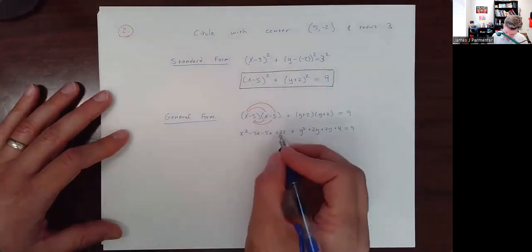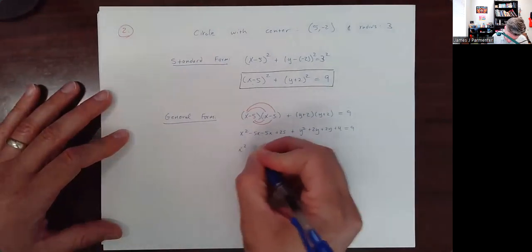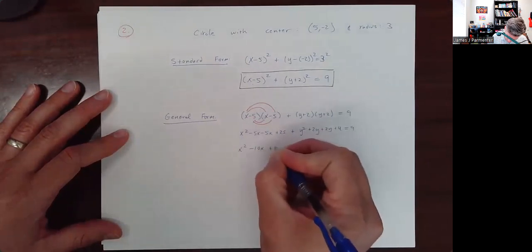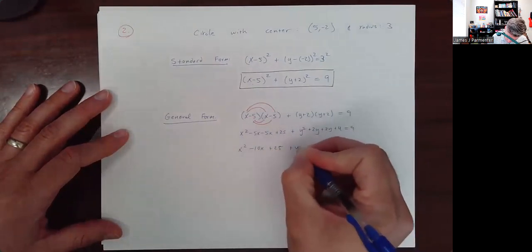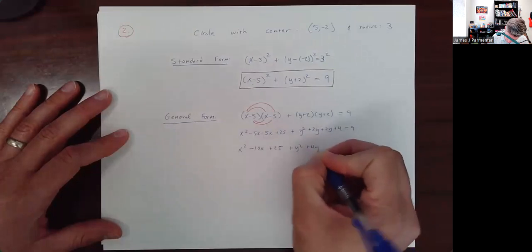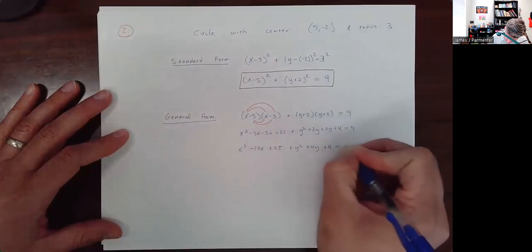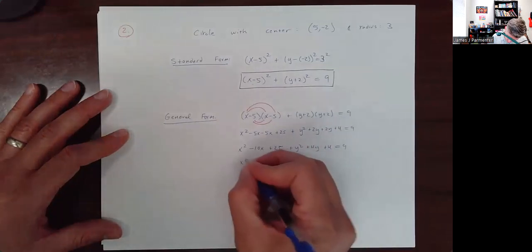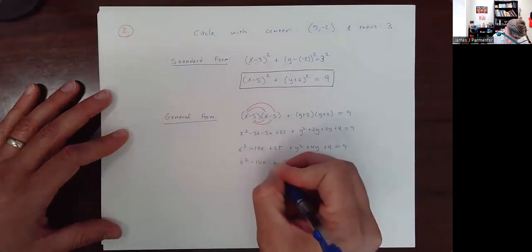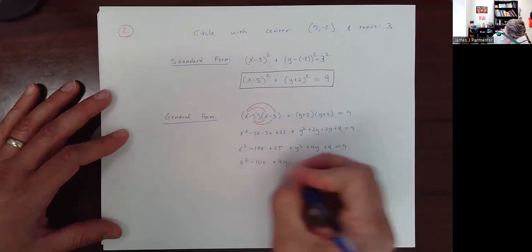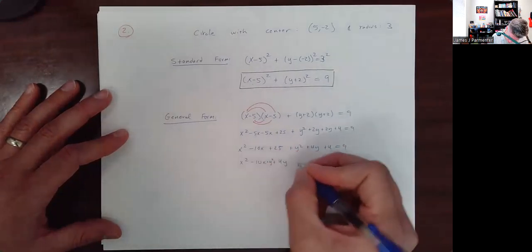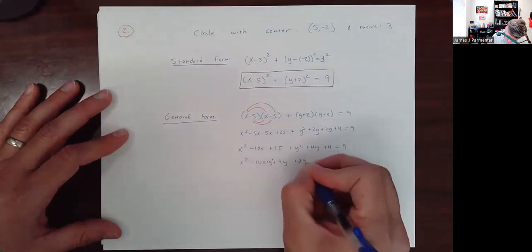And then when you simplify this, you get x squared minus 5x minus 5x is minus 10x plus 25. y squared, 2y plus 2y is 4y, plus 4 equal to 9. 25 plus 4 is 29. So x squared minus 10x plus 4y, sorry, I forgot the y squared. Plus y squared plus 4y plus 29 equal to 9.